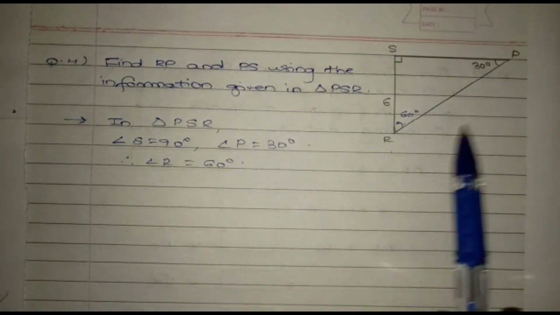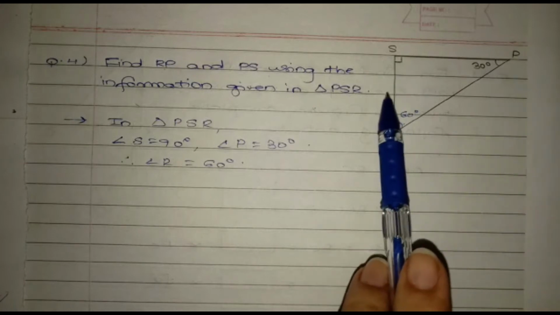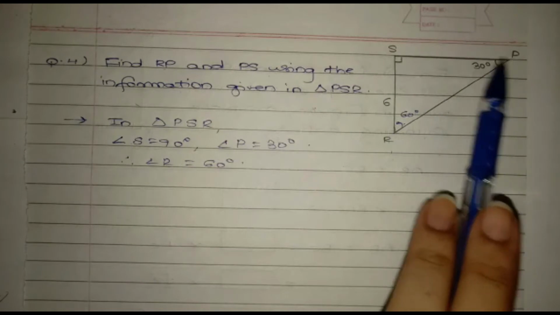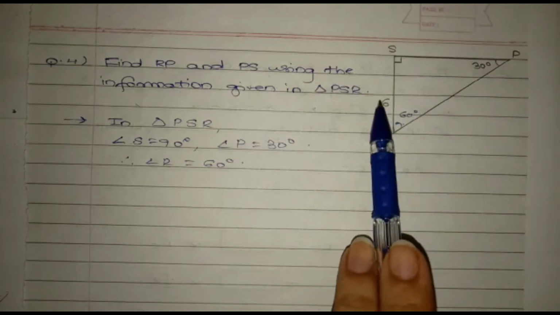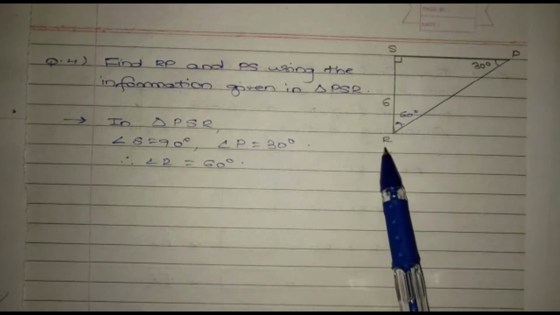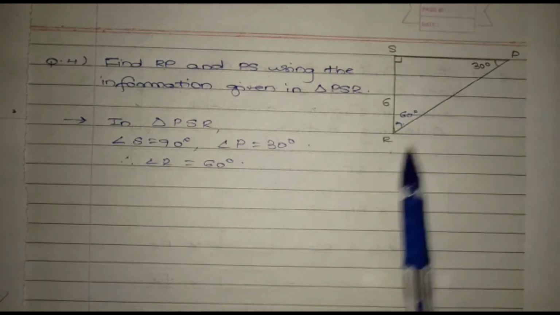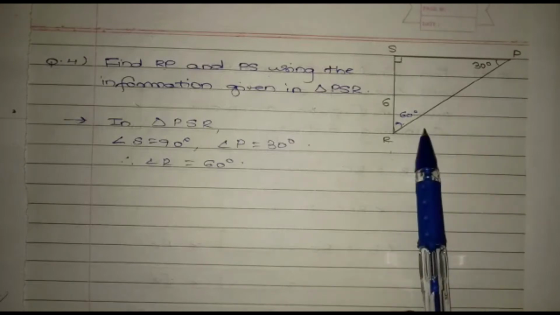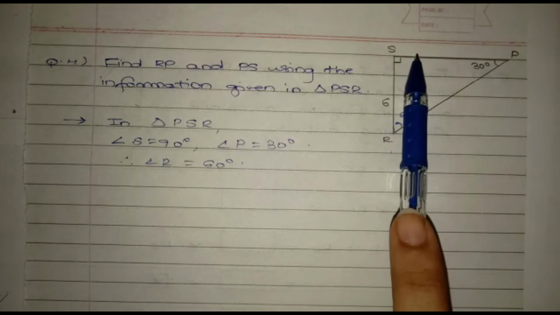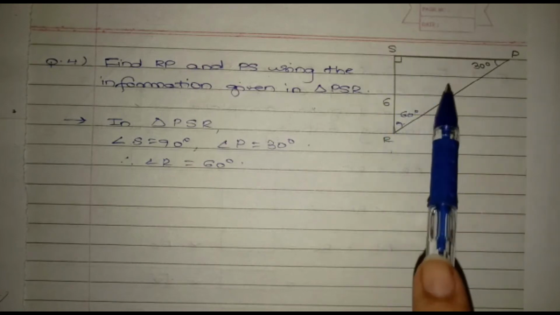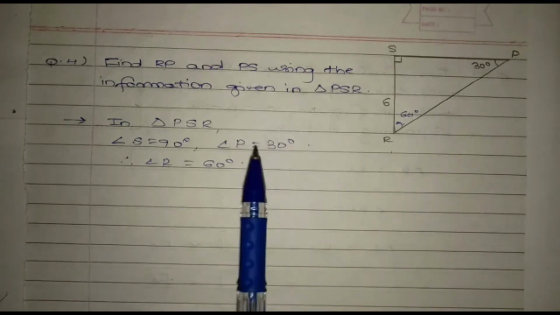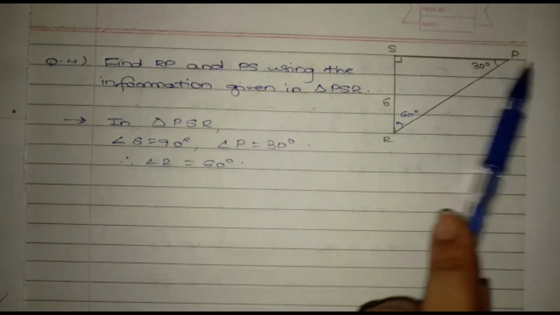So we can use here the property of 30-60-90, where side RS will be half of the hypotenuse because it is opposite to 30 degrees. Side opposite to 30 degrees is RS. Therefore RS will be half of PR, that is the hypotenuse, and side opposite to 60 degrees is PS. So it will be root 3 by 2 of the hypotenuse, that is root 3 by 2 of PR. Hence we can find PR and PS.